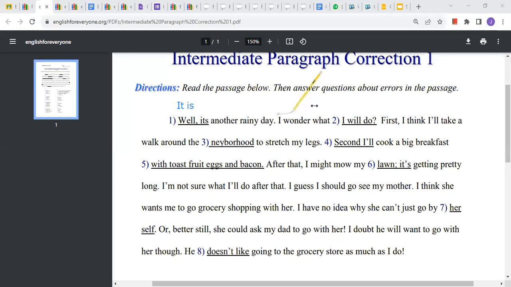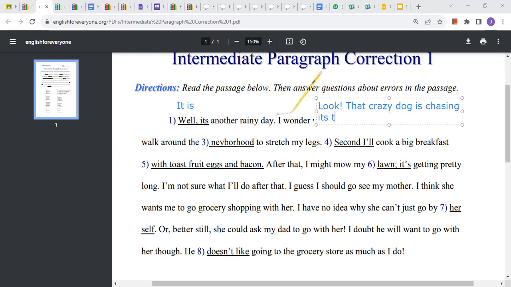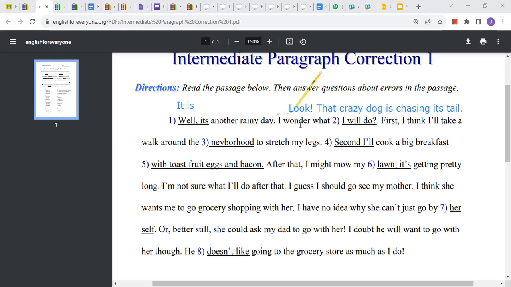Okay, perfect. For example, look. That crazy dog is chasing its tail. Does it work here to say it is tail? No, it's not correct. But for example, if I said, oops, it's a wonderful day. Is this correct as is, or should it become it is a wonderful day? It is. We need the apostrophe.